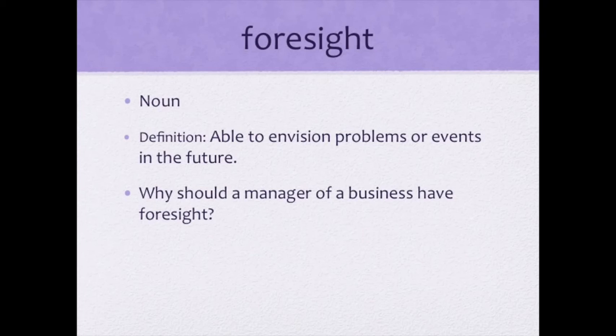Let's look at the definition. Foresight is the ability to envision problems or events in the future. So, for example, a person with foresight would check to see how much money they will have left before purchasing something very expensive. Why should a manager of a business have foresight? Think about your answer and write your response on your vocab sheet.